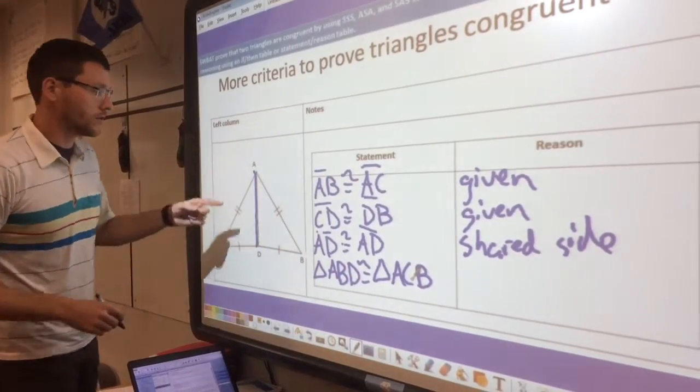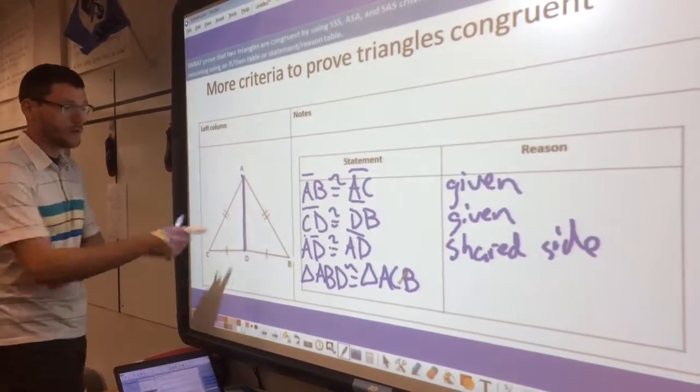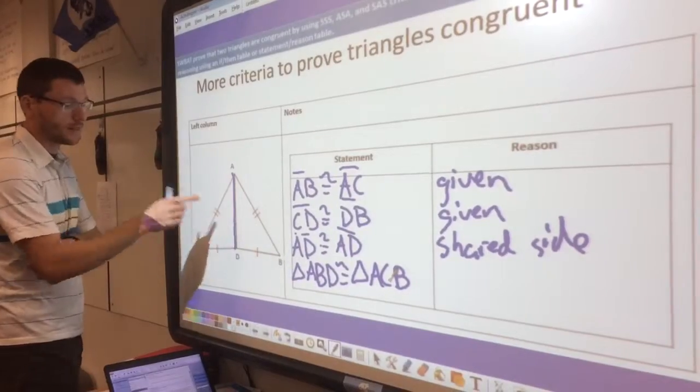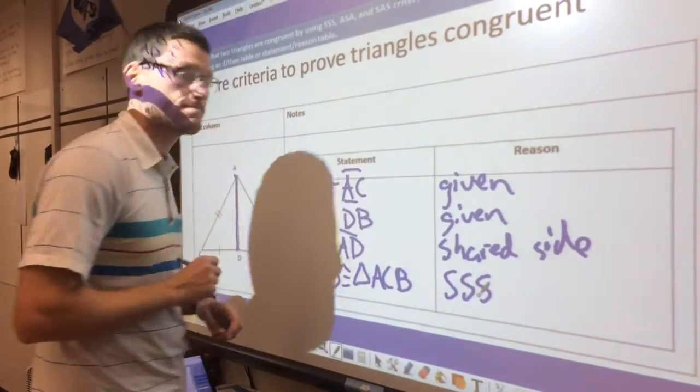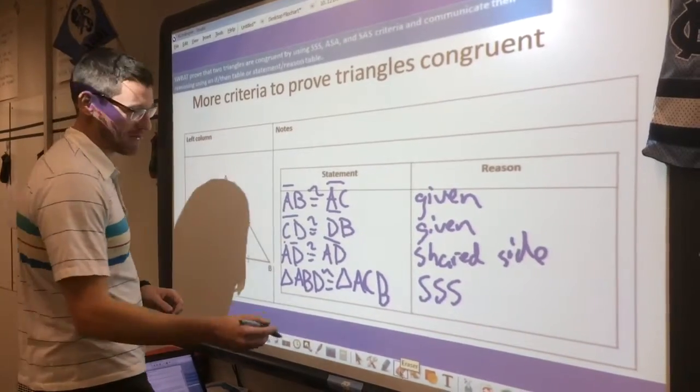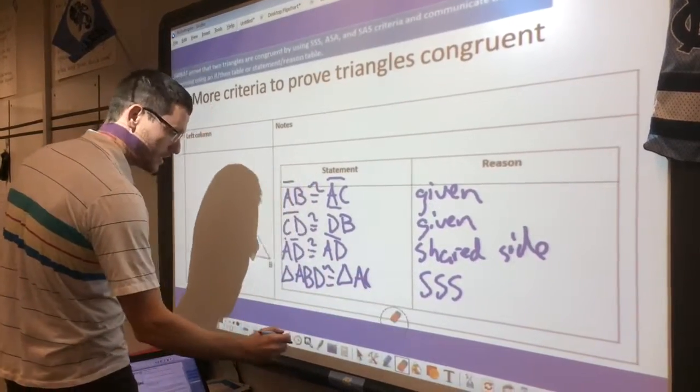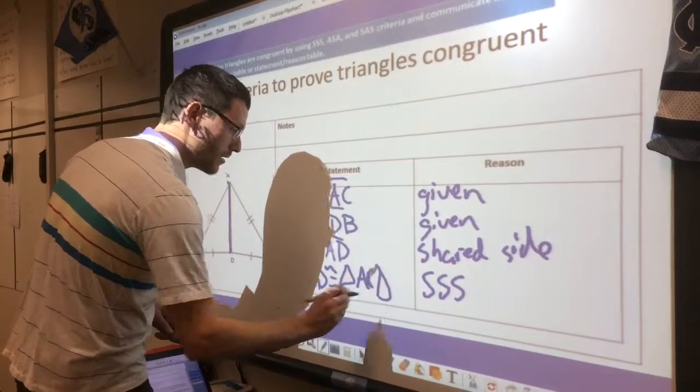Okay, and I know that these two triangles are congruent because I showed that this side and this side are the same. So I will just say side, side, side. Oops! And I made a mistake. This should be ACD, not ACB.